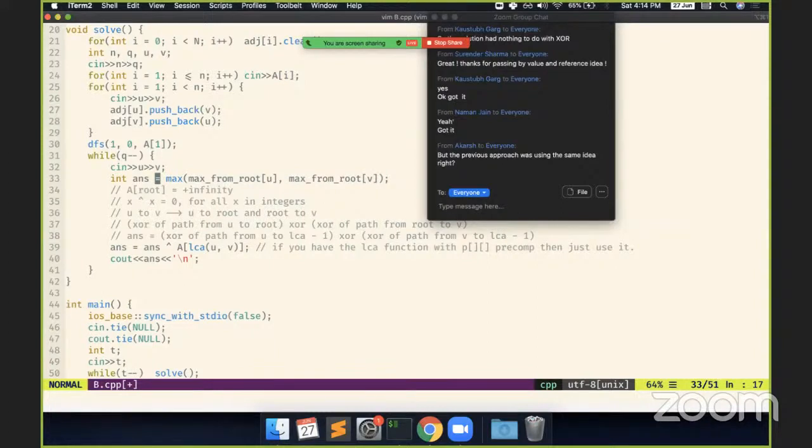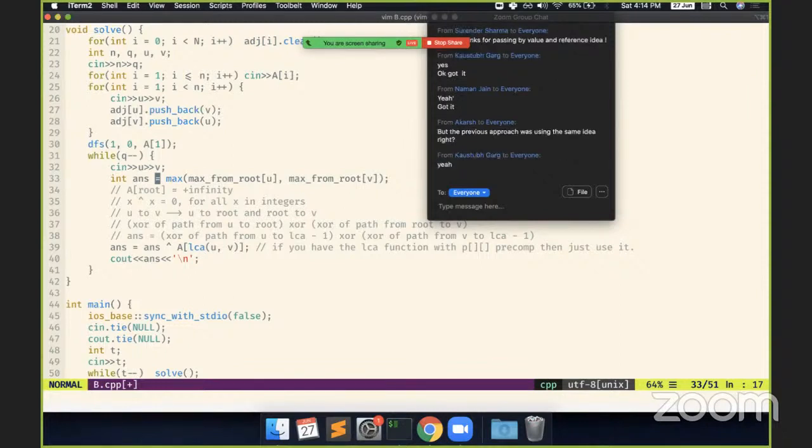You can't cancel stuff out from max. Had it been an addition or subtraction question, you could still do that. But because it's a max question, you can't cancel stuff out. So the previous approach was much more generic, where we only consumed information on the path. We didn't consume any extra information, so we didn't need any property like cancellation. Even max will work because we are not going above the LCA anyways. From LCA to root, that path is untouched in the previous approach.